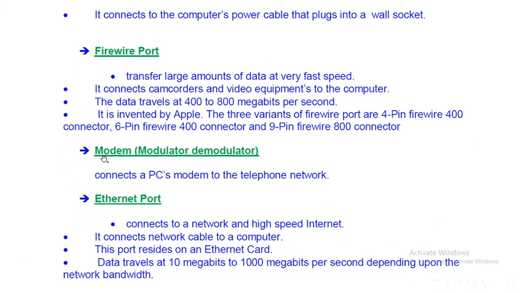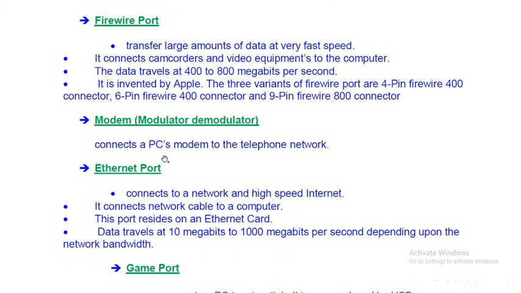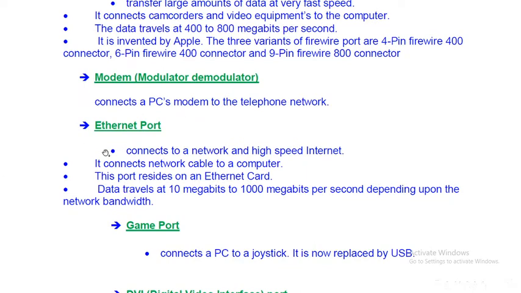So modem. M is modulator and DM is demodulator. Modem is modulator, demodulator. A modem connects a PC to the telephone network. We are using a modem. So Ethernet port connects to a network and high speed internet.